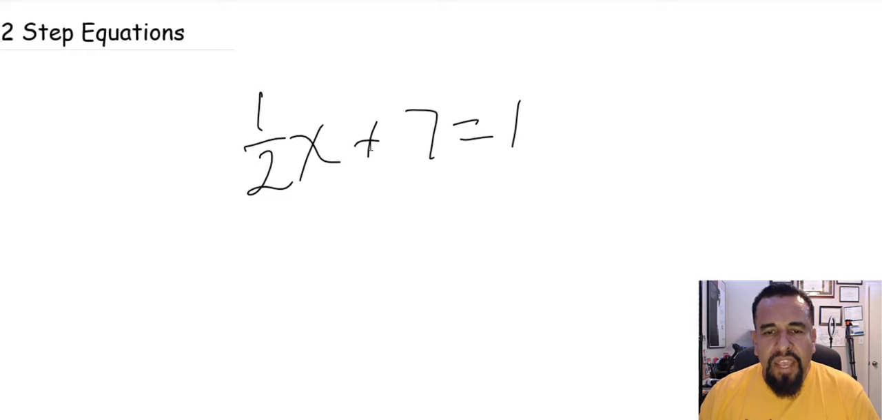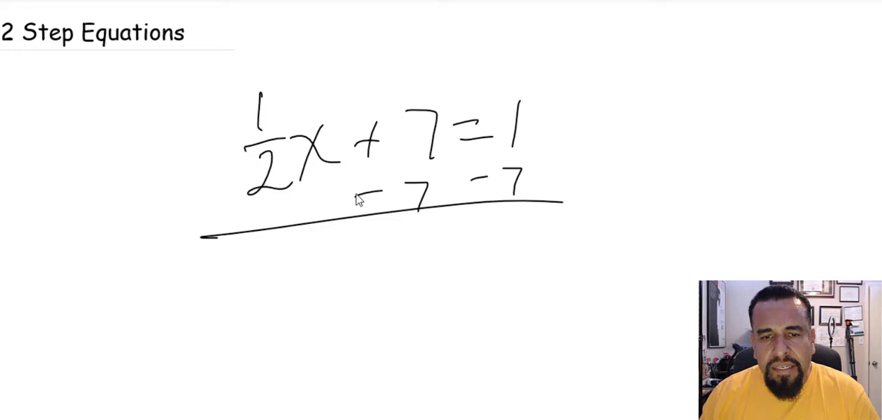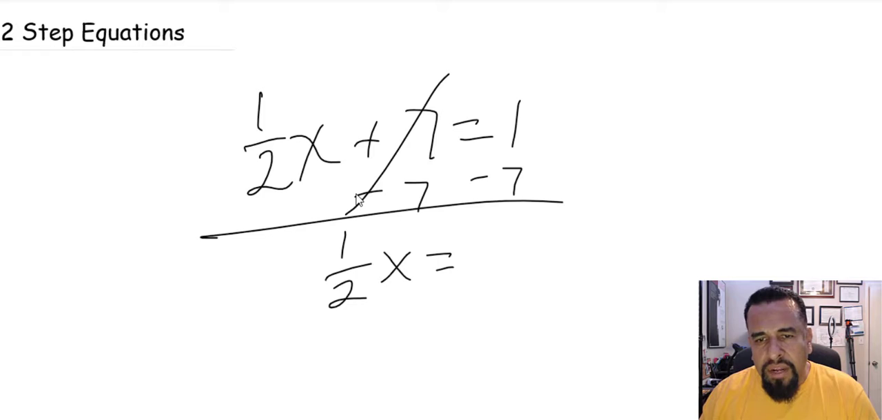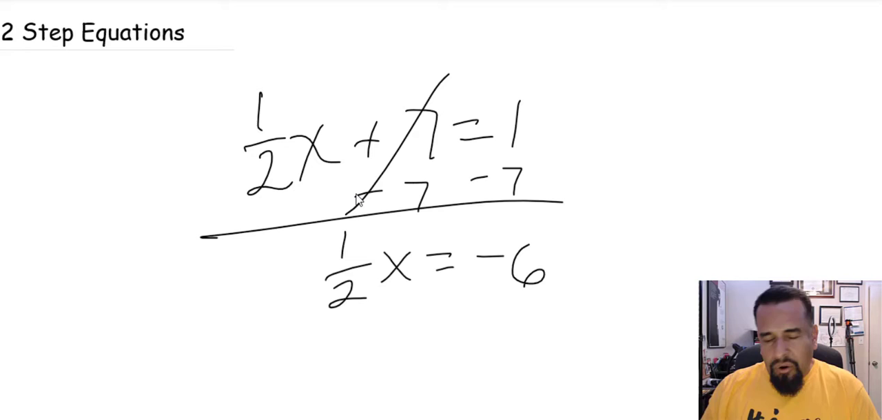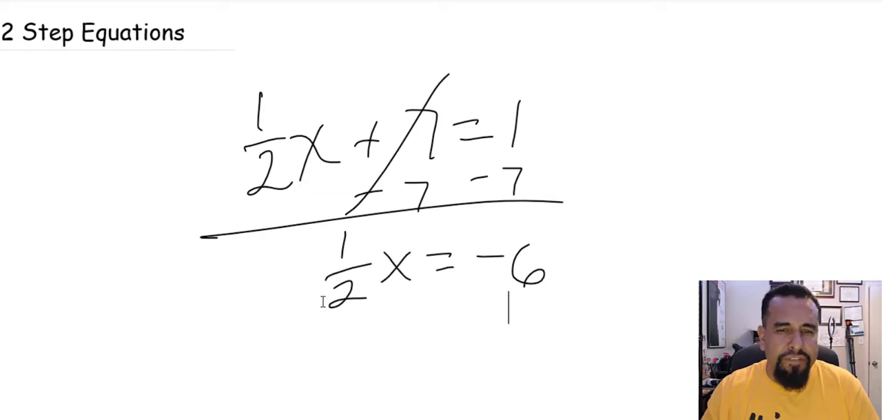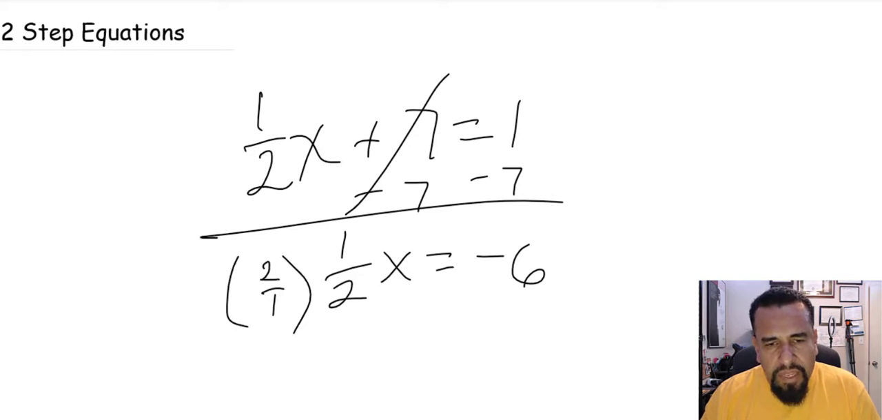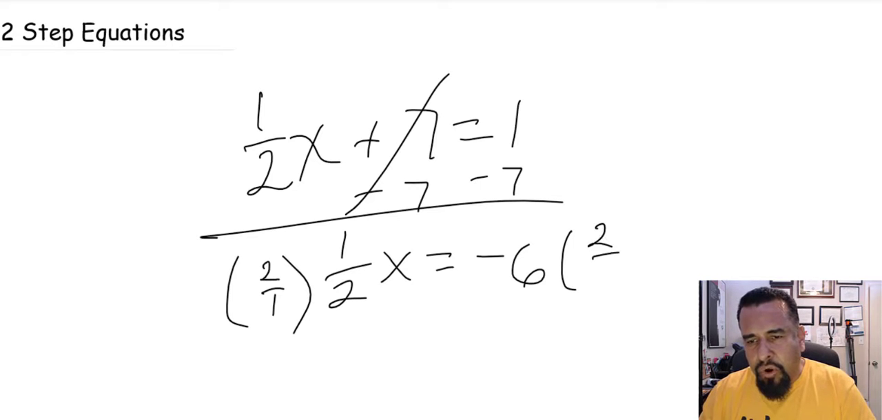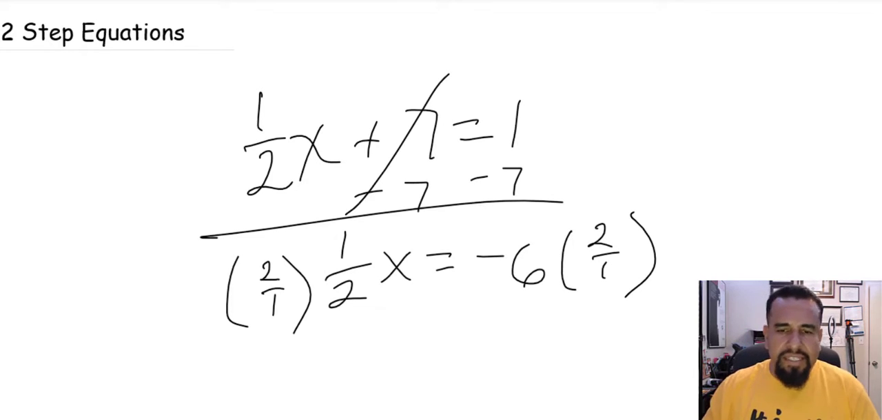All right, so here we go. We have a plus 7, so we're going to do minus 7 to both sides. So we're left with one half x equals 1 minus 7. It's going to give me a negative 6. And now, the fraction part. What happens here is you multiply both sides by the reciprocal of 1 over 2. The reciprocal means you're going to flip it over. So I'm going to multiply here by 2 over 1, and I'm going to multiply here by 2 over 1.